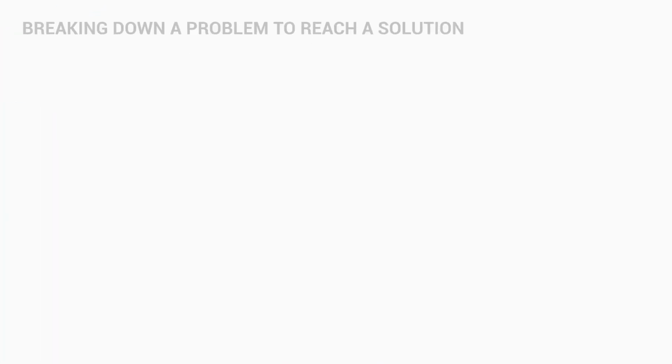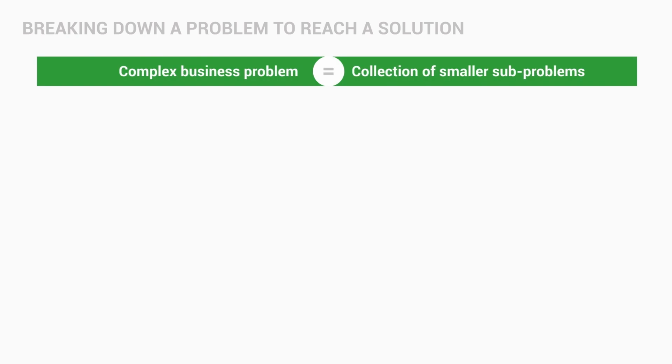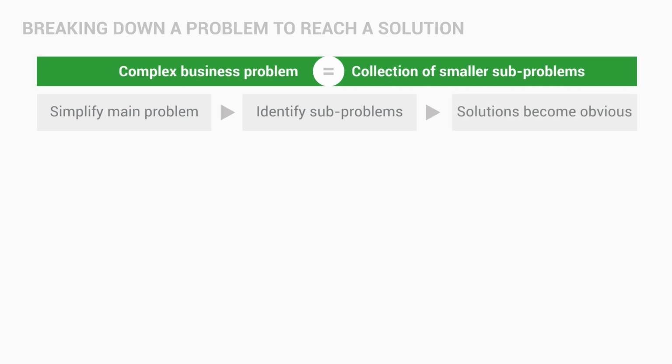Breaking down a problem helps us quickly reach a solution. A complex business problem is invariably a collection of smaller subproblems. Once you identify the subproblems, it becomes easier to tackle them and simplifies the main problem. Subproblems can help us clearly define specific issues so that the solution becomes obvious.